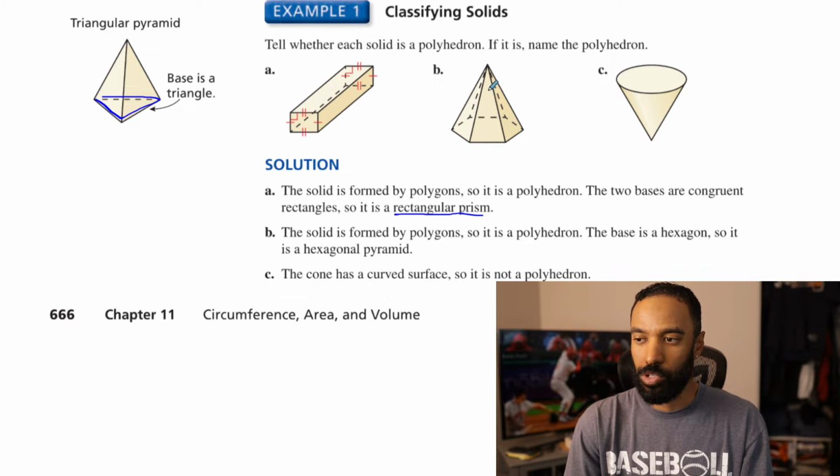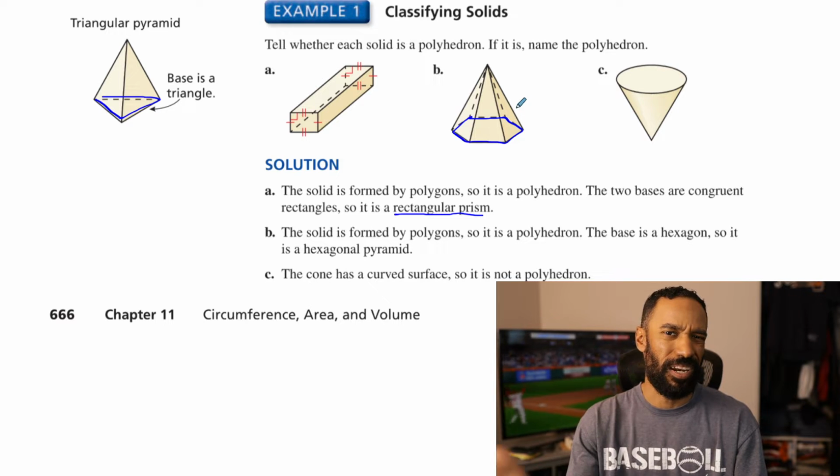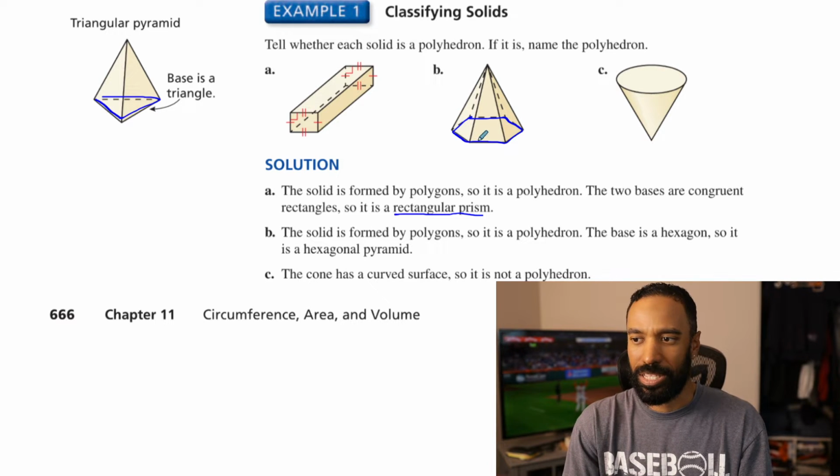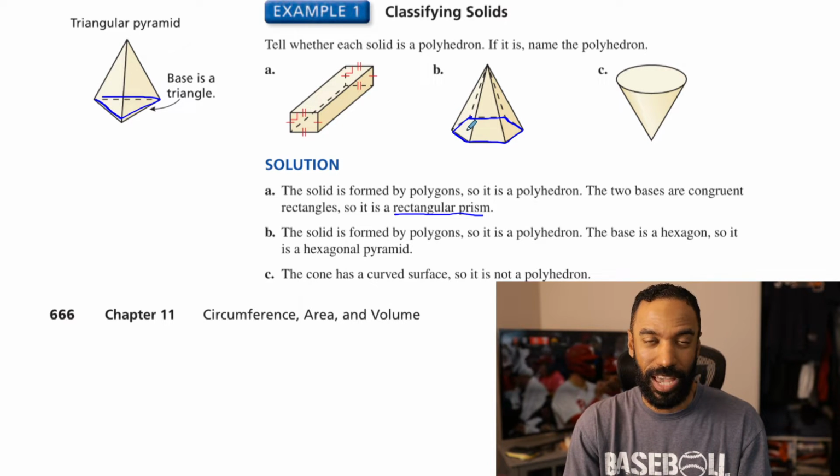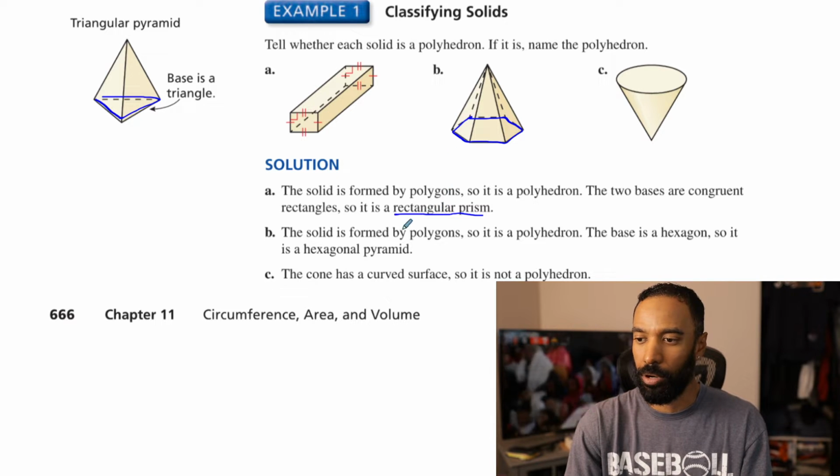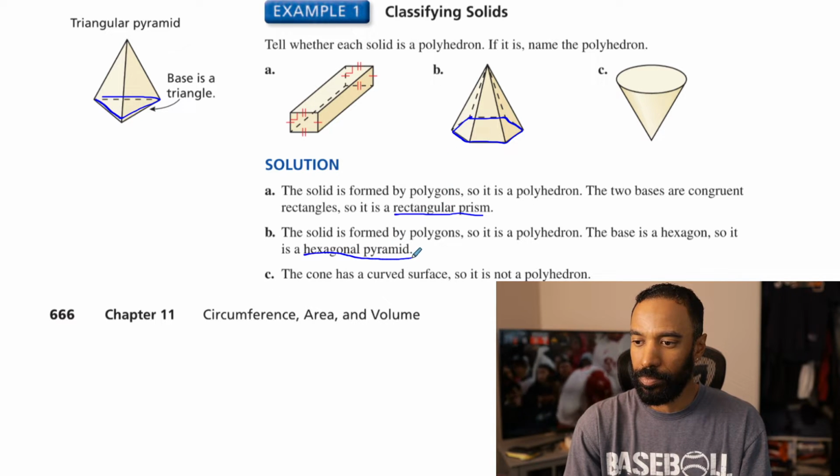This one here is also a polyhedron, and it is a pyramid. But what kind? This is the unique bottom and base. And most pyramids will be facing upward like that. Some will be upside down. I guess they could be any direction. But that's a hexagonal shape. So it's a hexagonal pyramid. And that's what they say here.